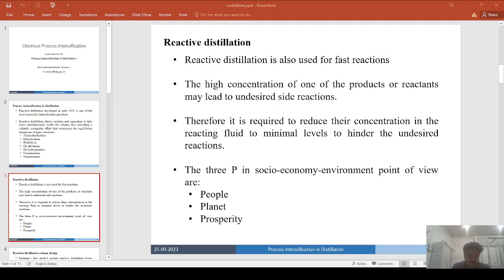Because you are combining two setups into one, sometimes it may be complex to handle such equipment. So you require very trained personnel so that safety is never hampered. And you also need to look out for the health and society impact. So these are the three points of the triple P advantage that is addressed by the intensification of distillation by the reactive distillation process.